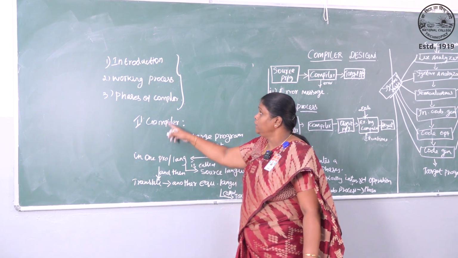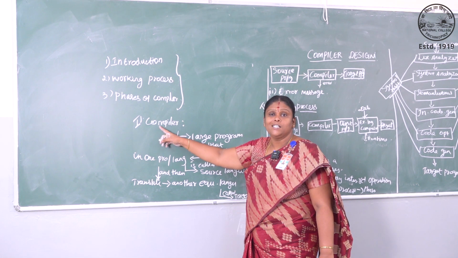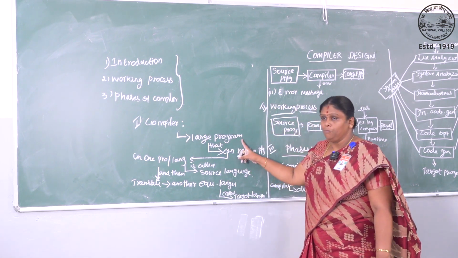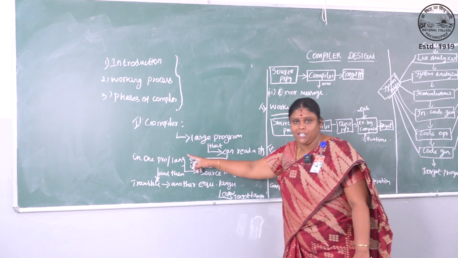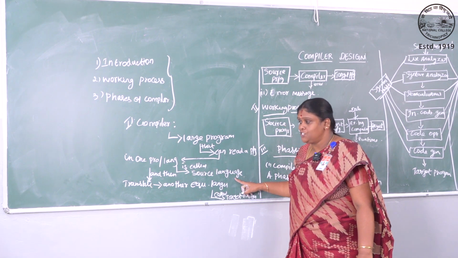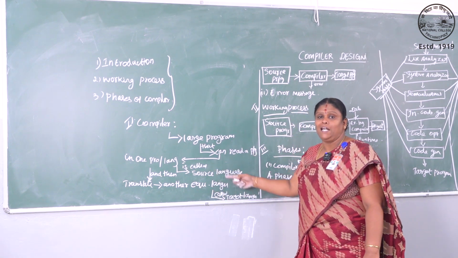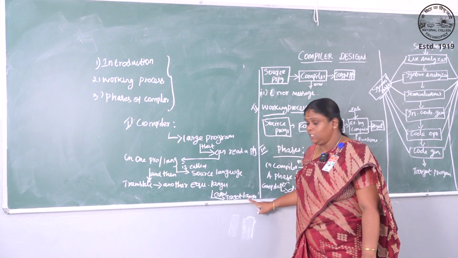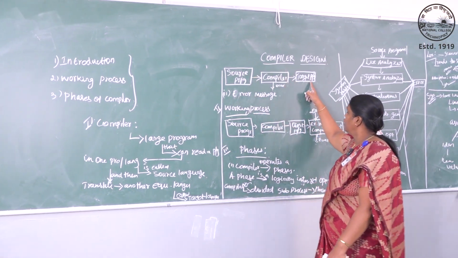First one, introduction. In the introduction, we want to know what a compiler is. A compiler is a large program. It reads one programming language, which is called the source language. Then it translates it into another equivalent language, which is called the target language. Source program, compiler, target program.